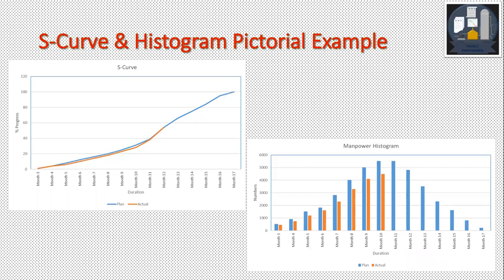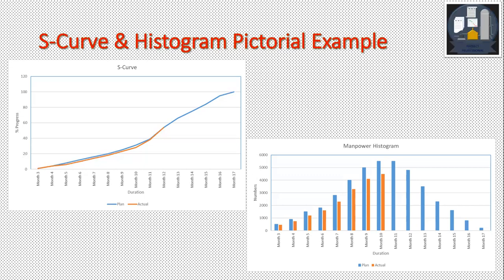S-curve and histogram, a pictorial example we see here. On the left-hand side is the S-curve. The blue line gives the baseline of the plan, and the orange line gives the actual. The y-axis is the cumulative percentage progress, and the x-axis gives the time duration.